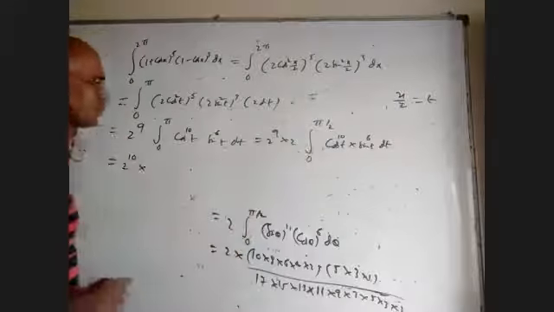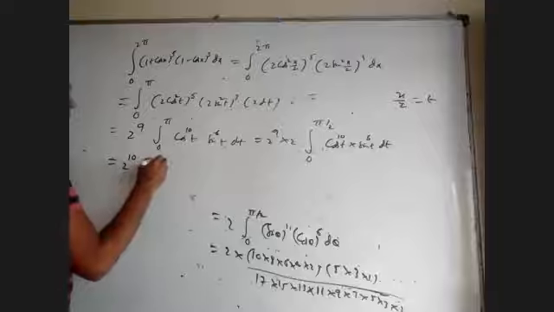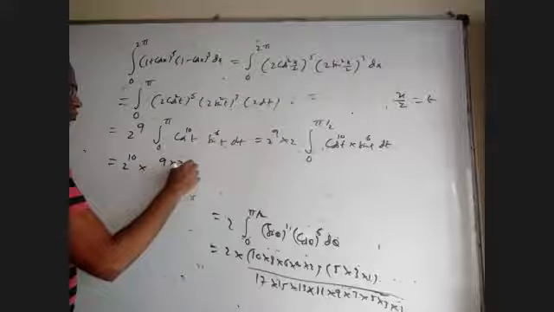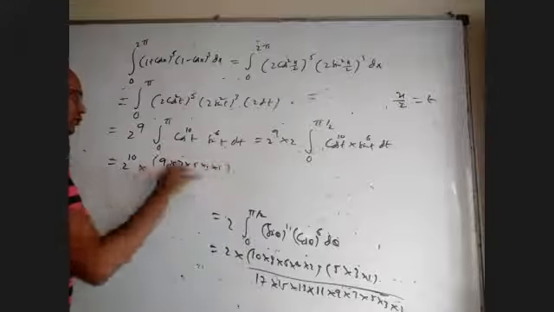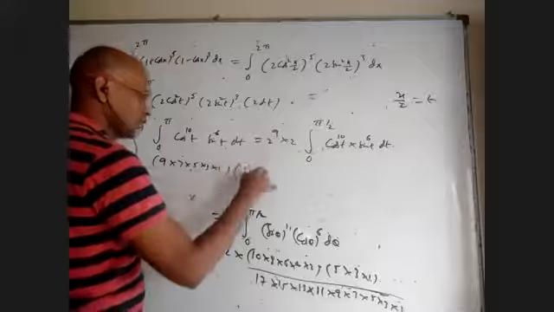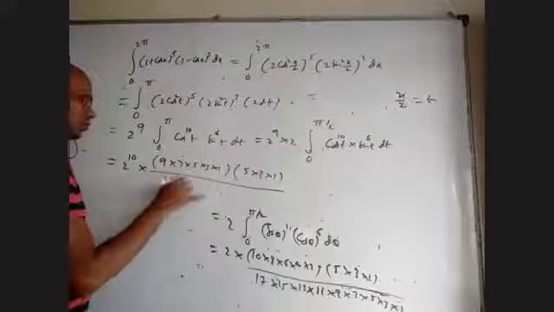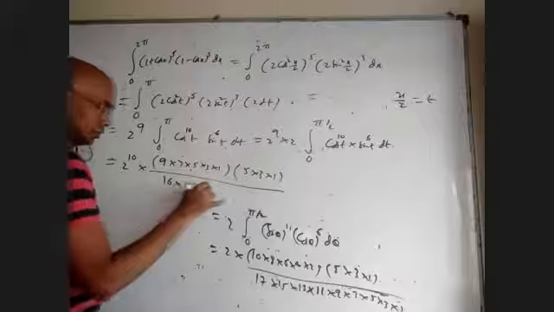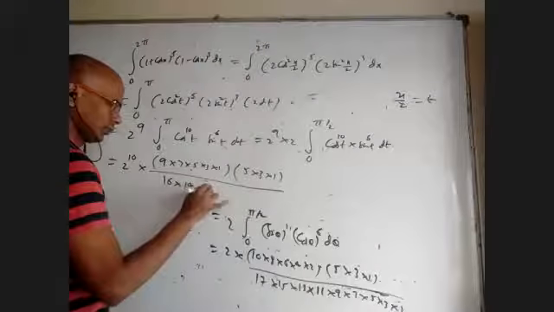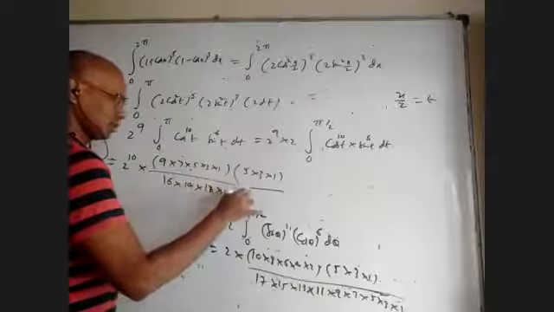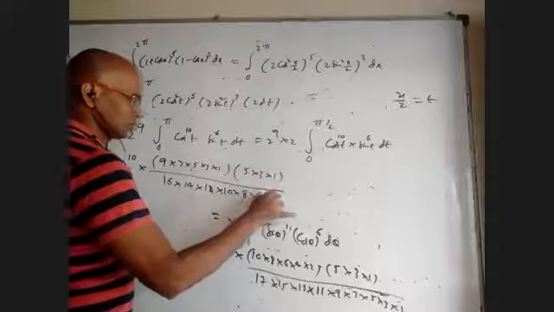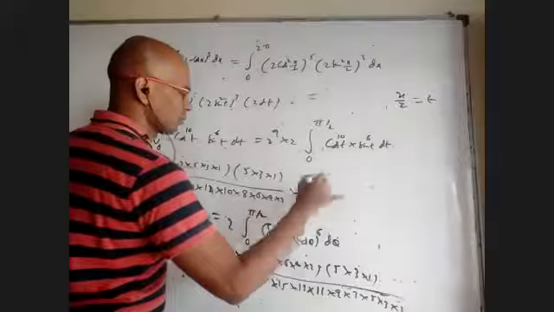This one formula is 9, 7, 5, 3, 1. For this one 5, 3, 1. Denominator 16 means 16 only, 14, and 12, 10, 8, 6, 4 into pi by 2 because both are even.